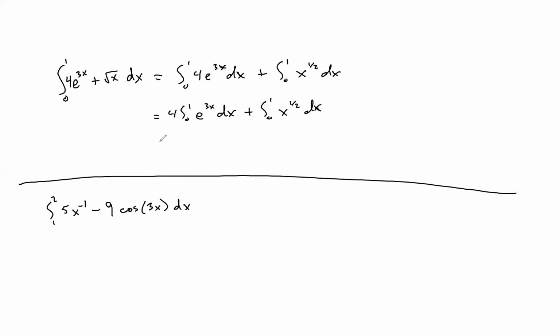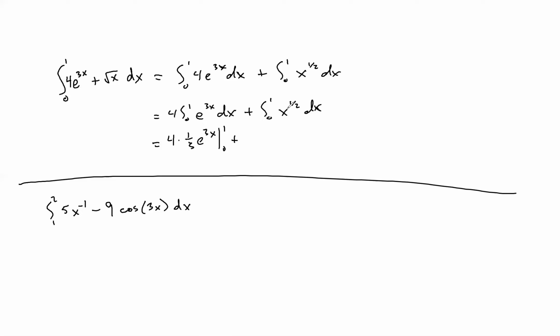All right, so real quick on this first one, if you remember, the antiderivative of e to the 3x would be 1/3. That's how we compensate for that 3. We multiply by 1/3, so 4 times 1/3 e to the 3x, evaluated from 0 to 1.